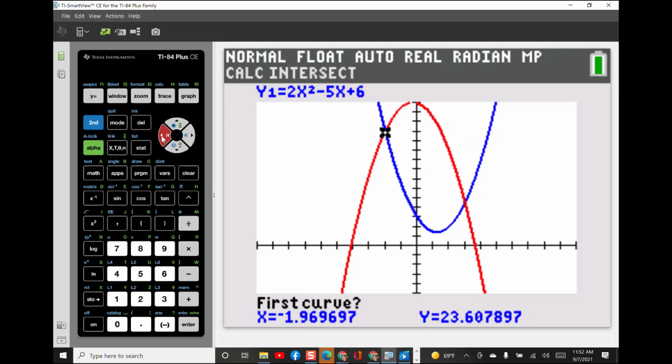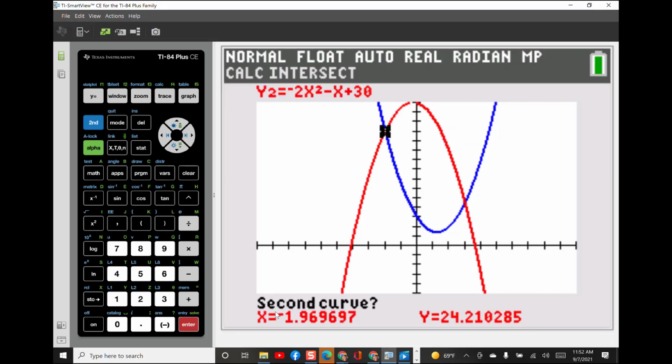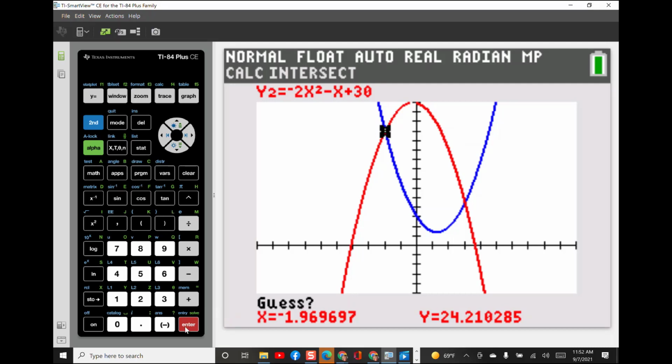All right. So we've got our first curve. I'm going to go here right where it's intersected, so I'm going to hit enter. Then it says second curve, I'm going to hit enter again. And then it's ready for a guess. So it's actually in that area trying to figure it out for us. And it gets us to -2 and 24, which is exactly what we wanted to find, which was also what was in the table.